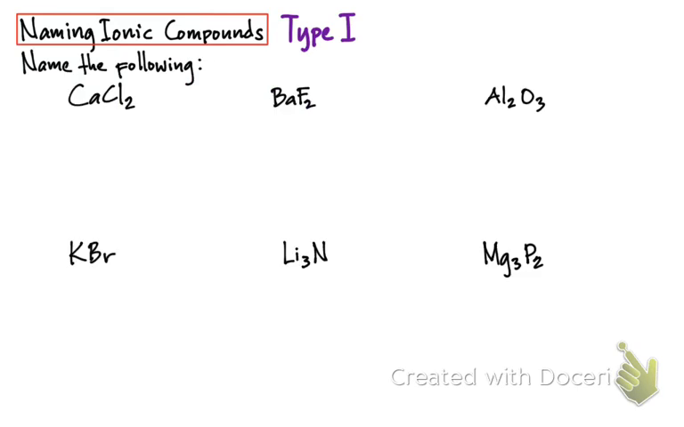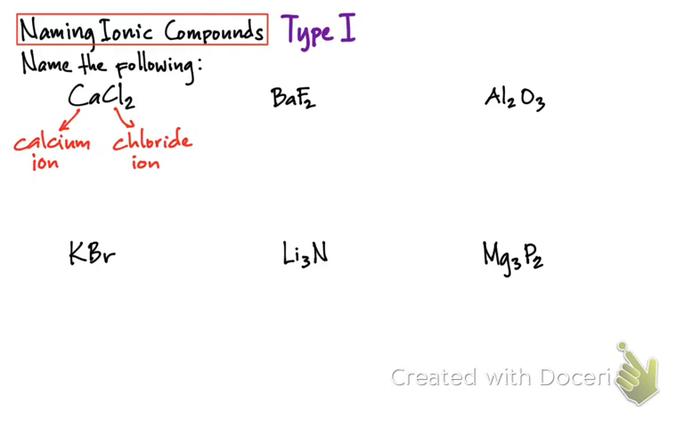So how do we name these type 1 ionic compounds? Well, the easiest way to do this is to analyze the chemical formula first, right? So you can see the first one here contains calcium and chlorine. And so when you separate them in their ionic form, you have a calcium ion and a chloride ion, right? So calcium with a positive 2 charge, chloride ion with a -1 charge.